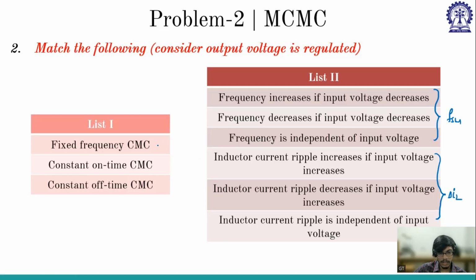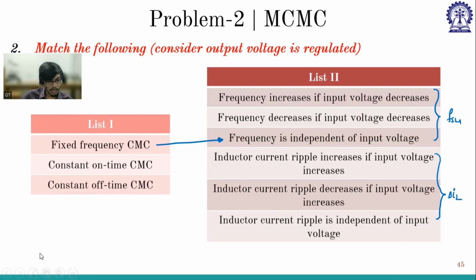3. First one is 3. And inductor current ripple, let me take this here. Yes, in the fixed frequency, the third one. Inductor current ripple is independent of input voltage, or what can you say?